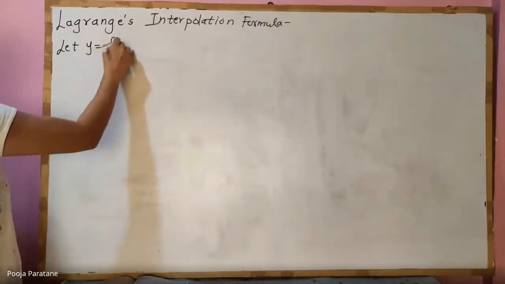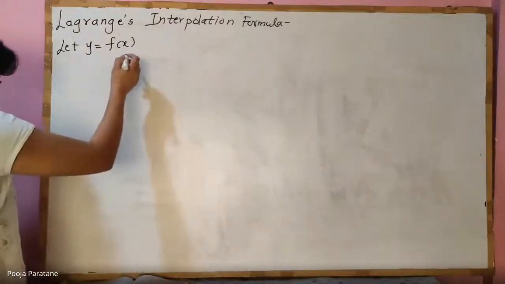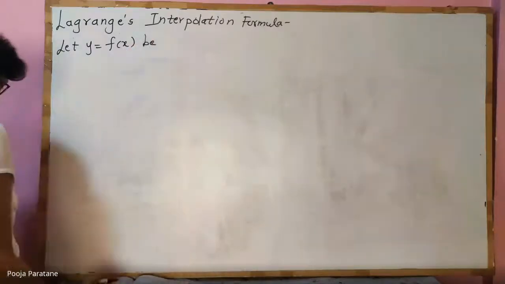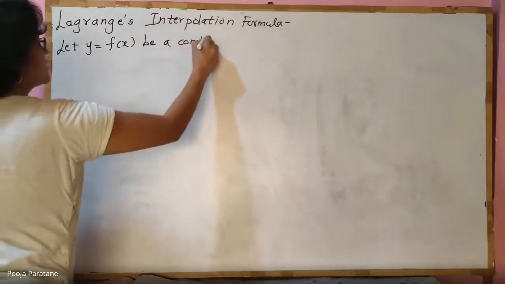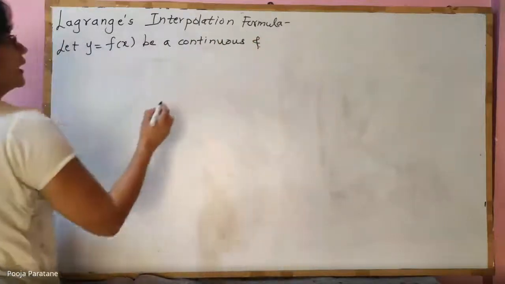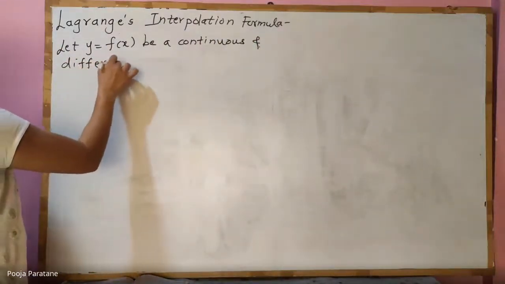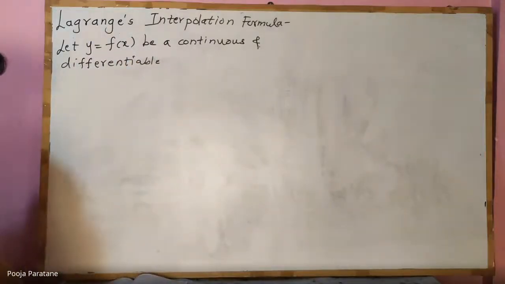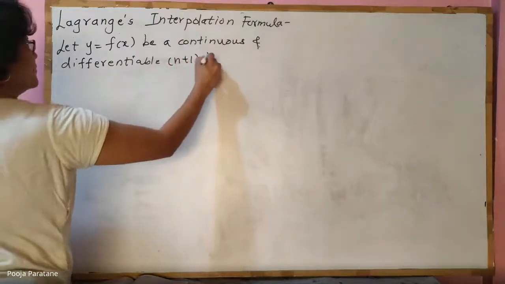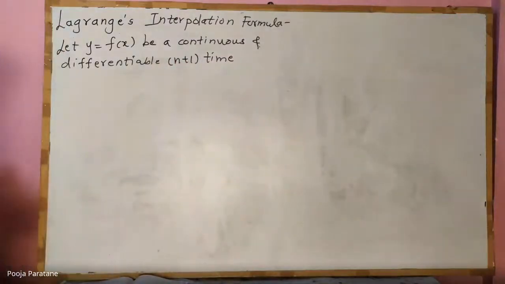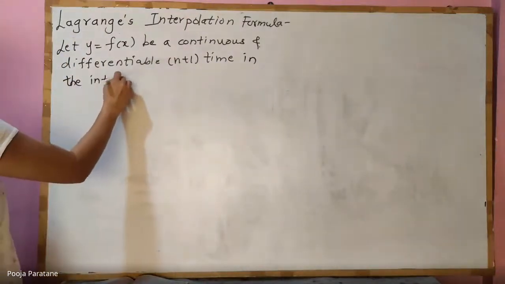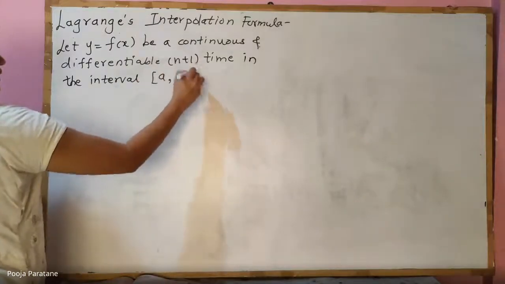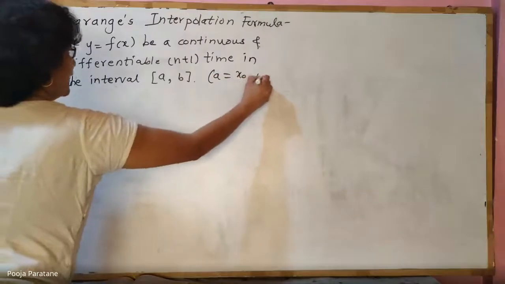Let y equal to f(x) be a continuous and differentiable function n plus 1 times. It is a requirement for this that the function should be continuous and differentiable n plus 1 times in the interval a, b. Generally, we take a equal to the initial point and b equal to the last point.